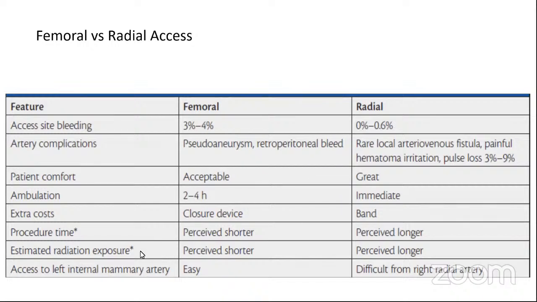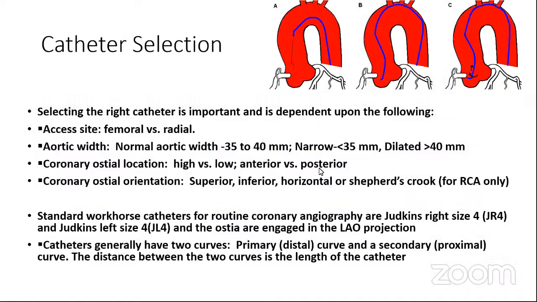Procedure time and estimated radiation exposure are perceived to be shorter in femoral artery. That's because the femoral artery is usually easier to manipulate, so it's operator dependent. The operators usually find the femoral access much easier to engage and to do any intervention that is needed. Access to the left internal mammary artery is considered easier in the femoral access.